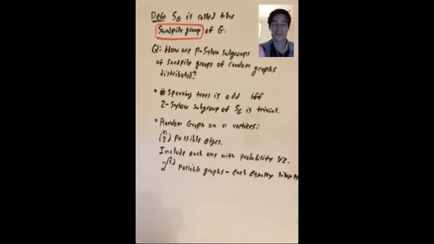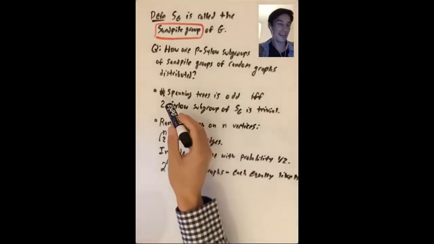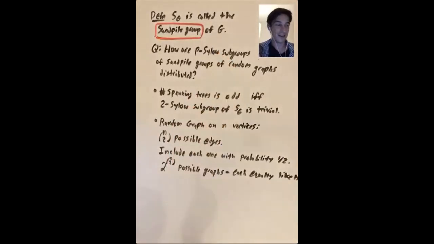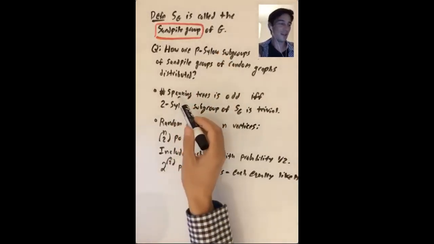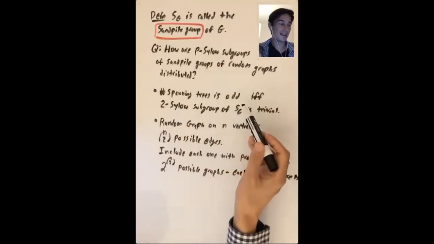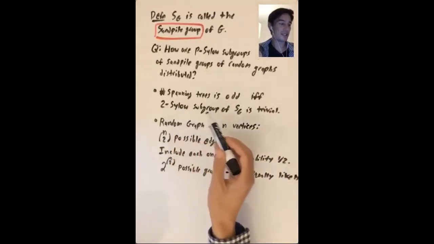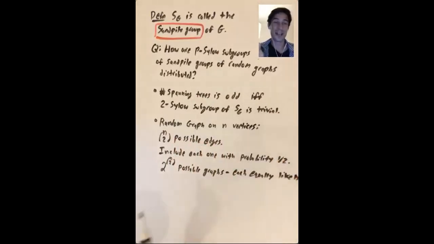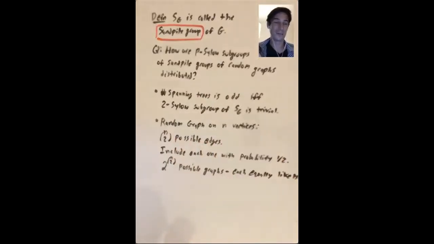Okay, who cares? Well, one thing to note is the order of this group is the number of spanning trees of the graph. So what does it mean for the number of spanning trees to be odd? That exactly means that the 2-Sylow subgroup of this group is trivial, that there's no elements of even order.